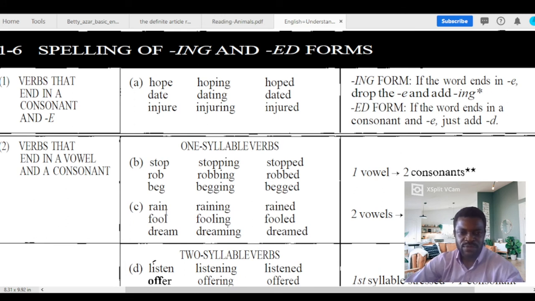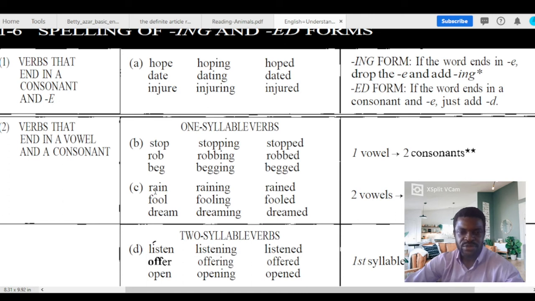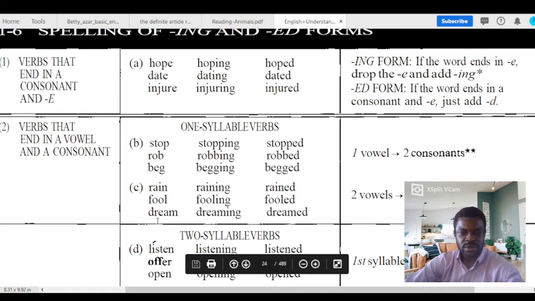So here we've got rain, and it's not an exception, this one is also a rule on its own. We've got two vowels here, A and I in between, so we've got two vowels together. We don't need to double anything, we just say raining, okay? And rained. Fool, you see, we've got two vowels in between, fooling, fooled. Don't be fooled. Okay?